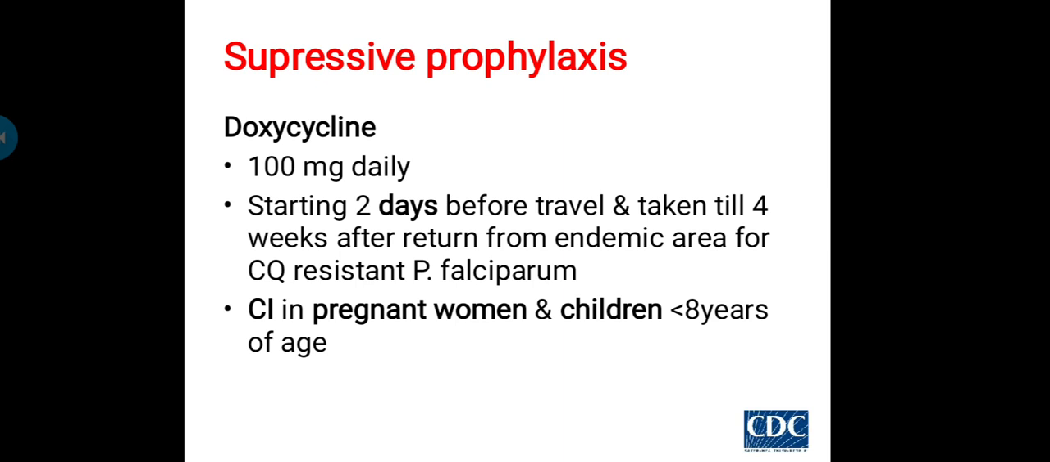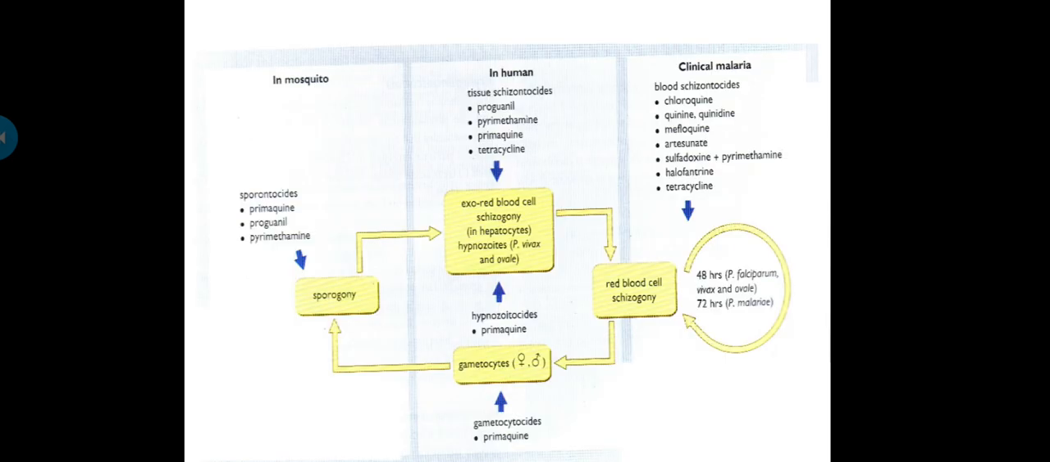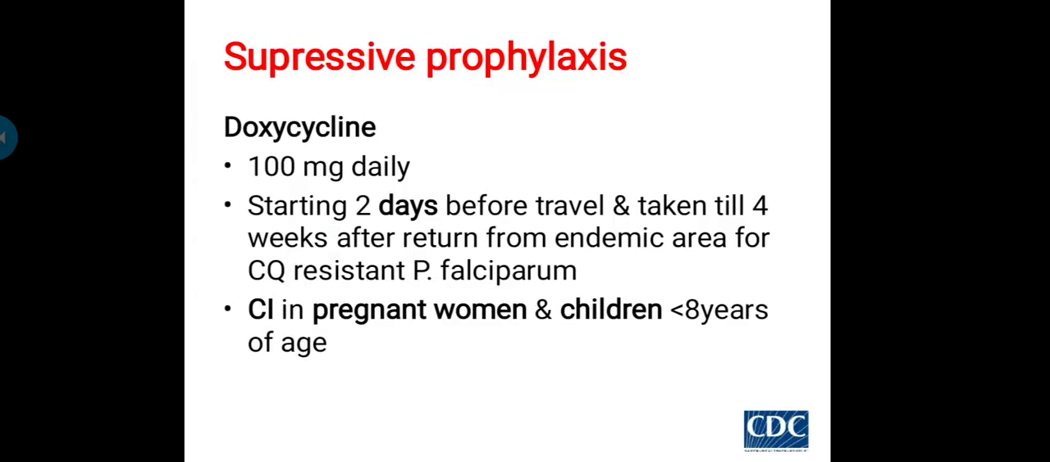So doxycycline can be used as suppressive prophylaxis for travelers, and chloroquine can also be used in some countries, not India, where chloroquine resistance is not so prevalent. We can use chloroquine as a suppressive prophylaxis also. For that, the dose is 300 milligrams of chloroquine weekly, started 2 weeks before the journey and continued 4 weeks after return.